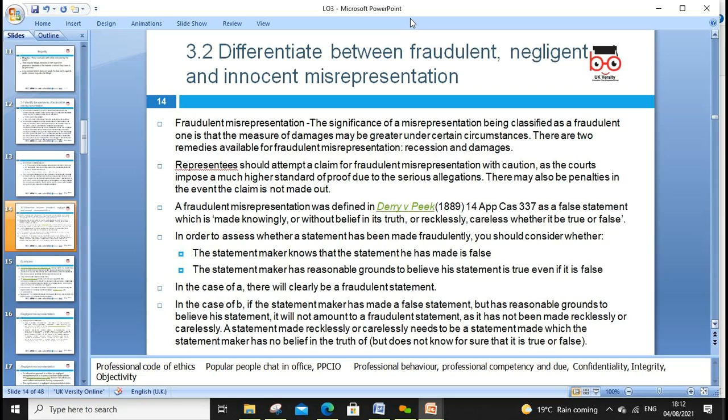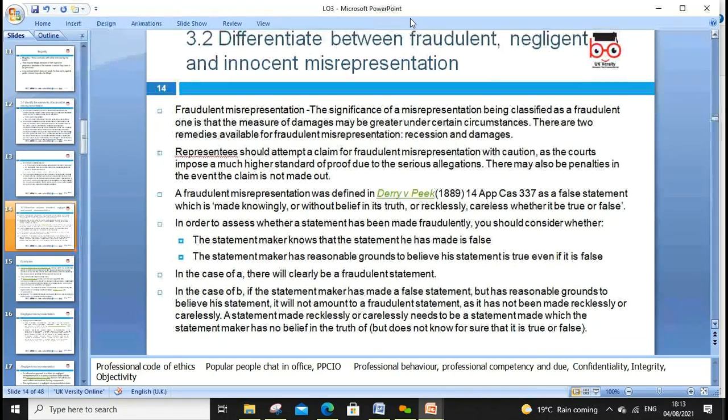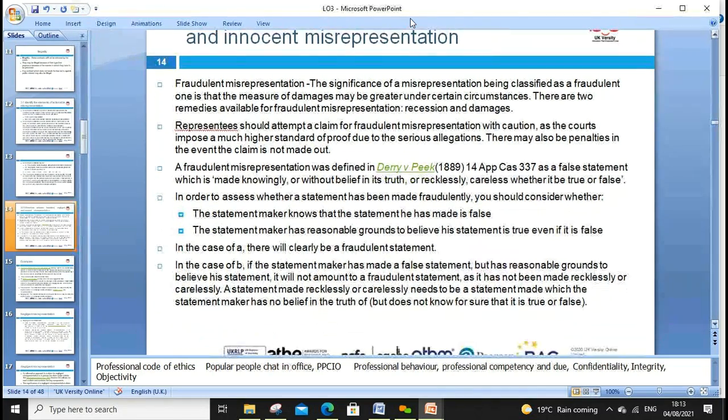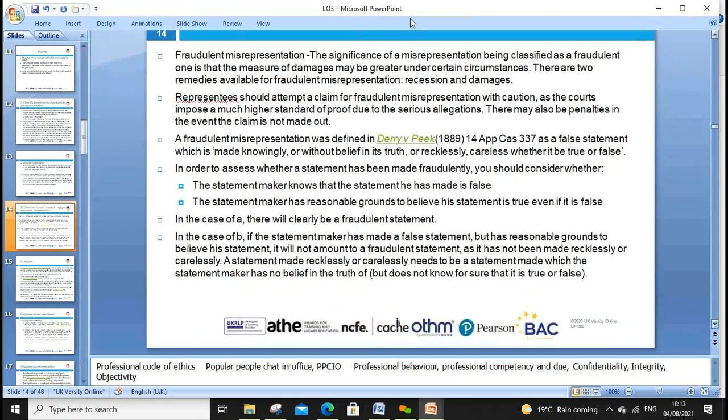This is a case law: a false statement which is made knowing, without belief in its truth, or recklessly, careless whether it is true or false. In order to assess whether the statement has been made fraudulently, you should consider whether the statement maker knew the statement was false, or had reasonable grounds for belief. That is what we need to look at when there are clearly fraudulent statements.